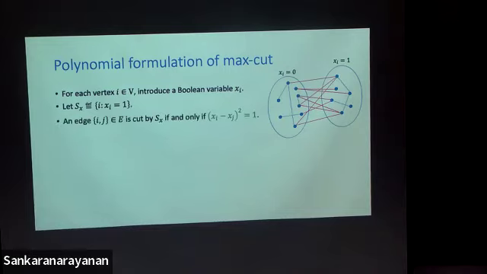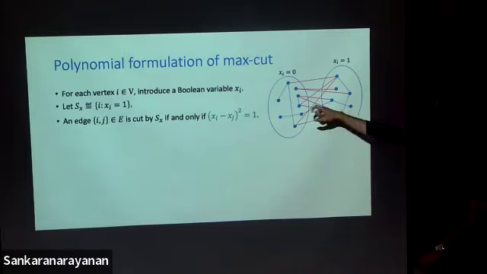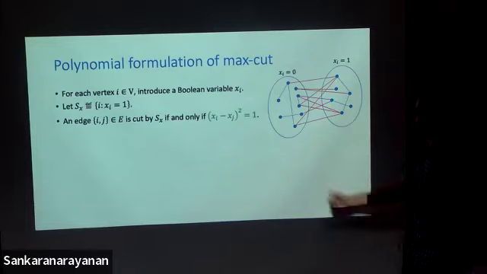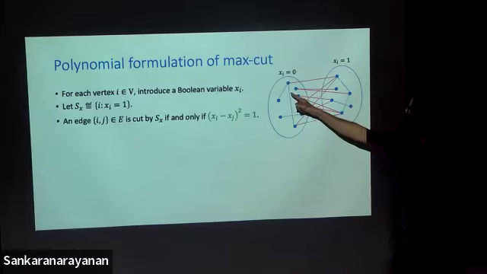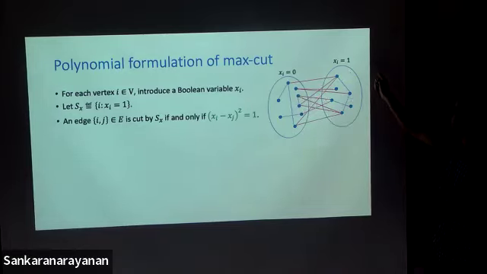Okay, so now fix any edge ij in this graph. An edge ij is cut by the set s sub x if and only if (xi minus xj) square is equal to 1. That's easy to see, right? Because for an edge to be cut, one vertex has to be on one side and the other vertex has to be on the other side.